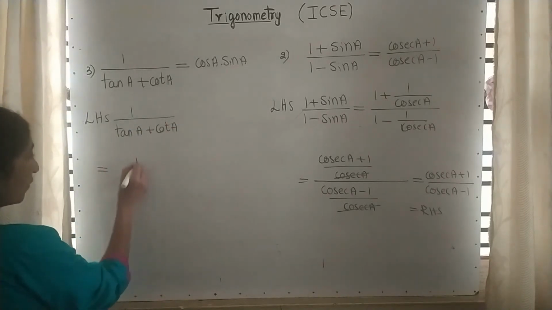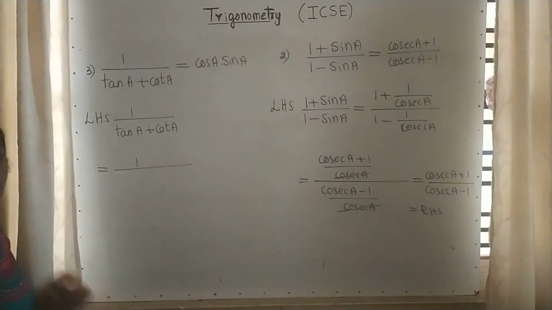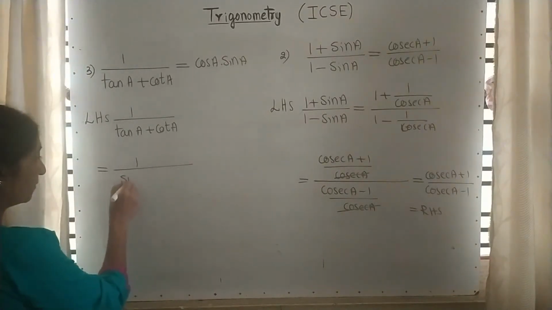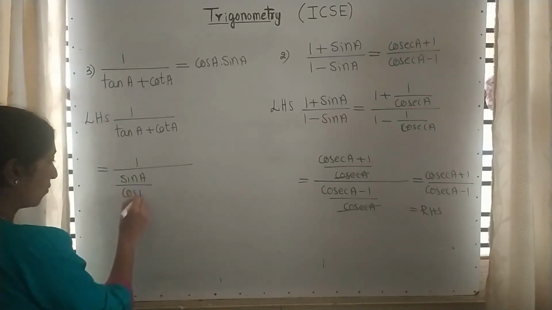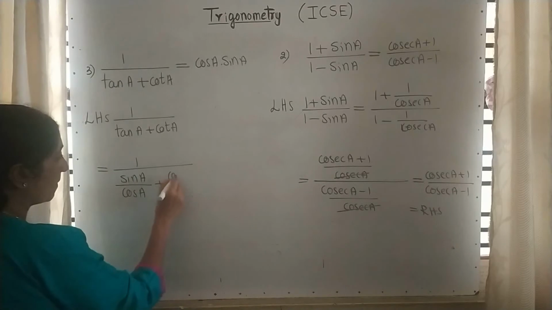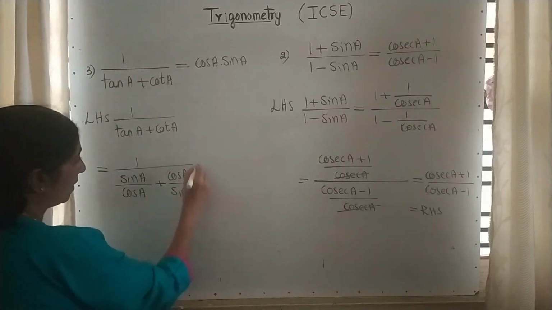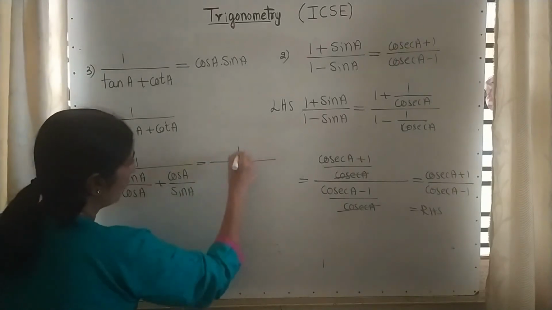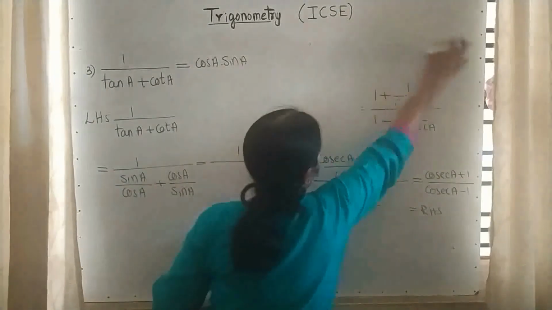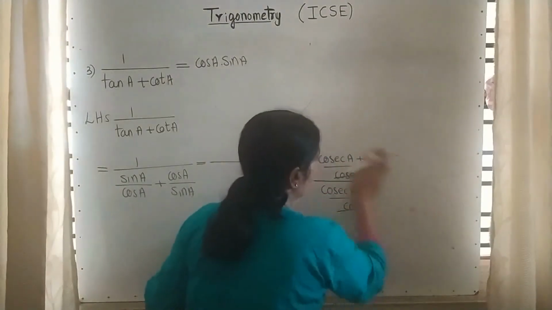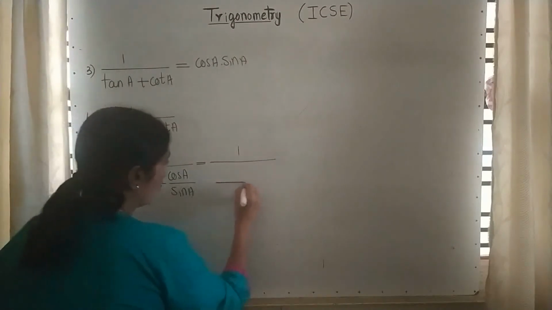See, already you are familiar. In today's class only I explained that tan is written as sin upon cos. Sin A, and whatever the angle is, write down that angle, upon cos A. Cot is cos A upon sin A. Take the LCM for the denominator itself. LCM is sin into cos.